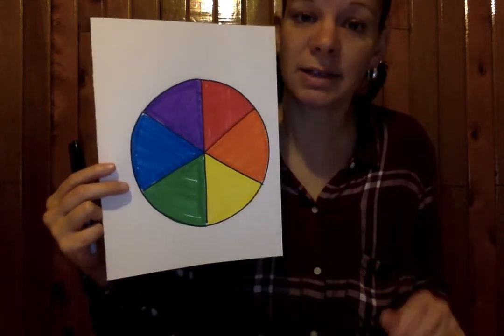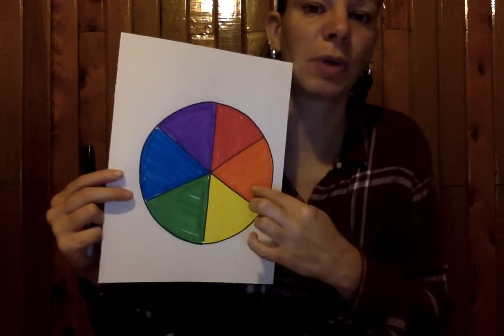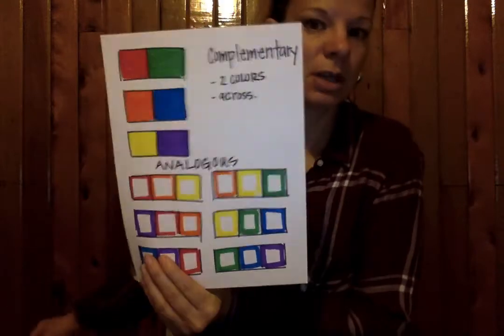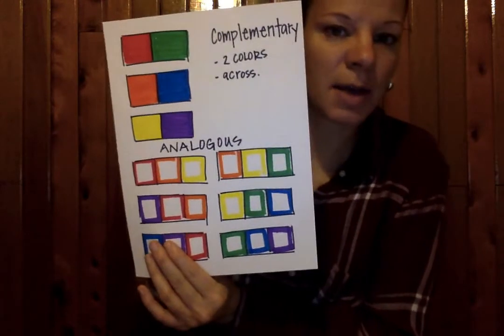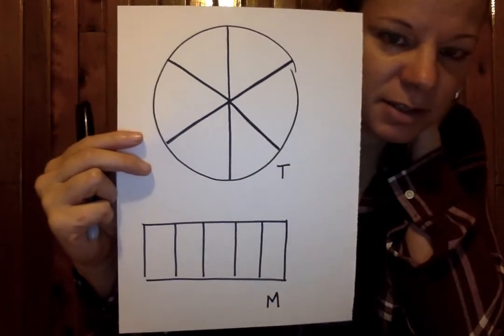We also have analogous colors. We can think about analogous in pairs or groups of three. And so that's what you thought about yesterday. Today we're going to make two more charts. And so set up your paper something like this.